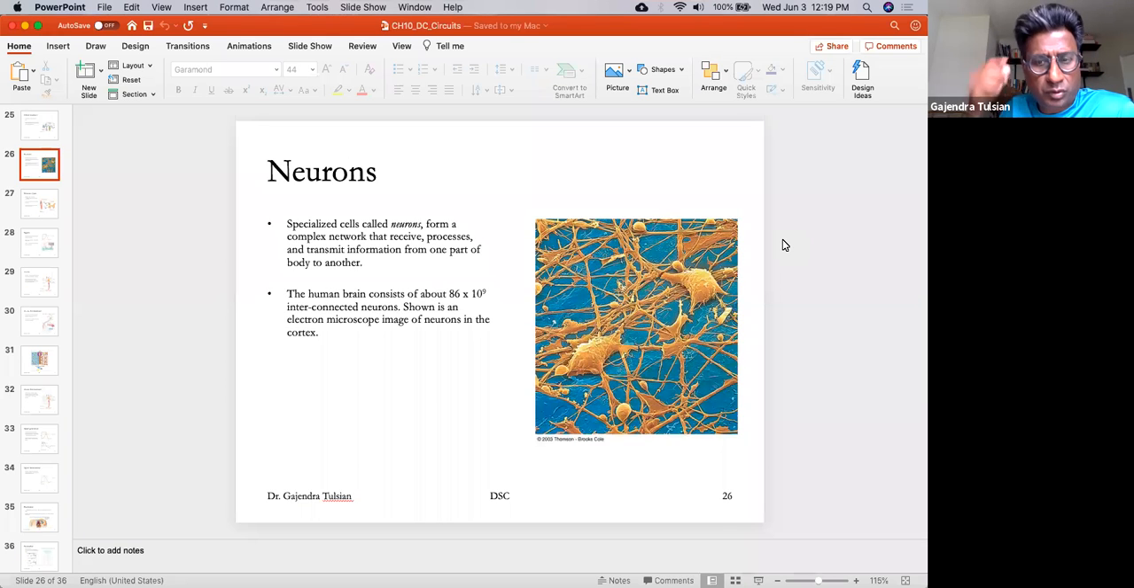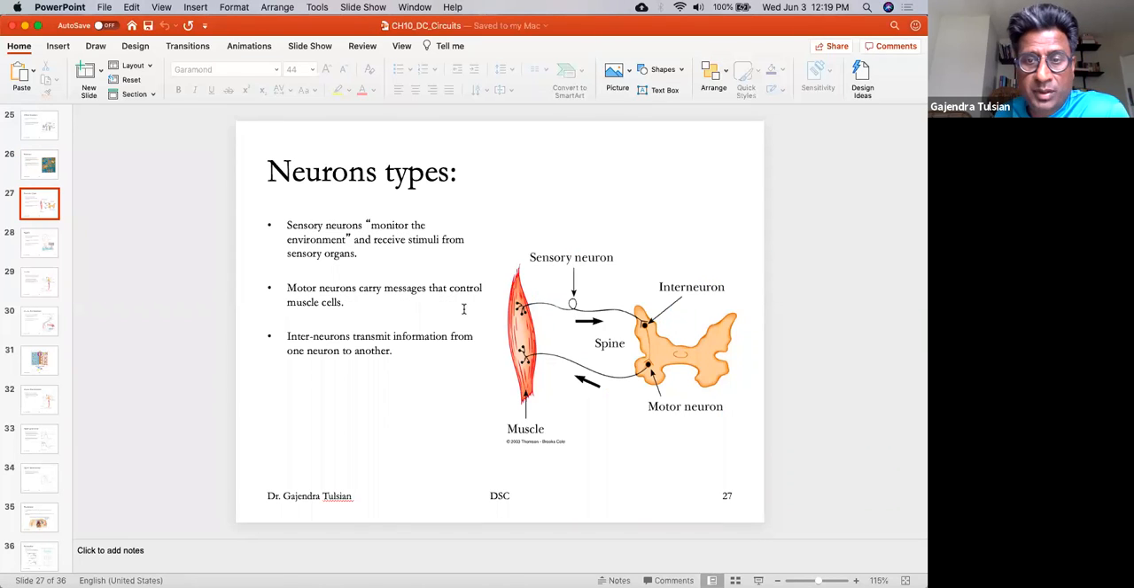Let's do neurons. Okay, so here's a bunch of nerve cells. The human brain consists of 86 billion interconnected neurons. So essentially, you guys are all supercomputers. You guys are all more powerful than supercomputers, actually. So shown is an electron micrograph of neurons. Anyway, you are equipped with 86 billion interconnected neurons.